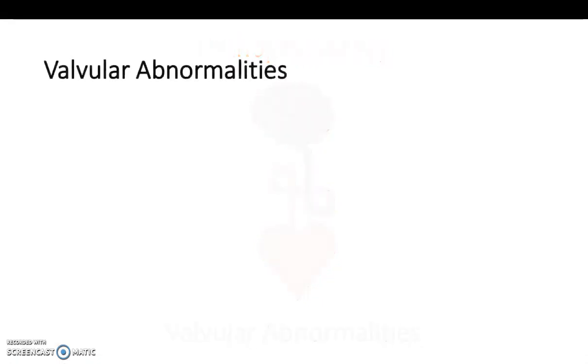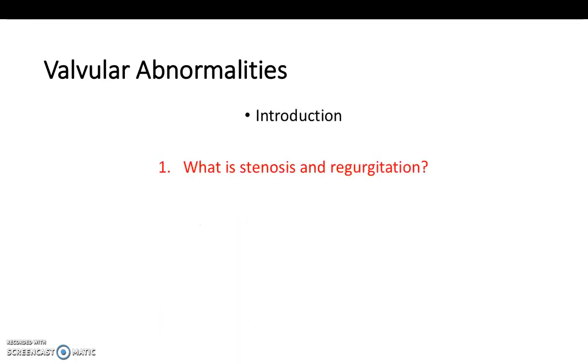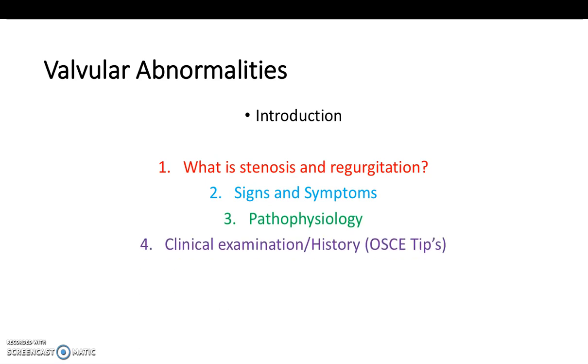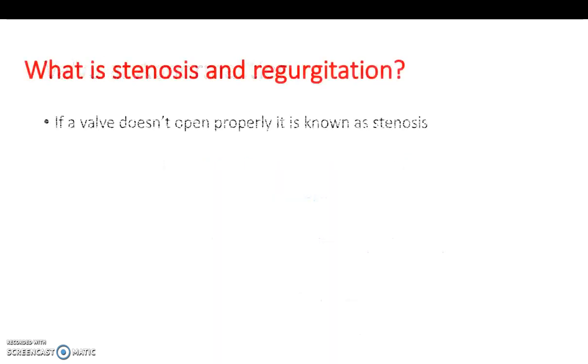Today we're going to be looking at valvular abnormalities. So that's going to include what is stenosis and regurgitation, signs and symptoms, pathophysiology. We'll be looking at history and a clinical examination as well as some OSCE tips, and then we're going to finish with some questions. So what is stenosis and regurgitation?